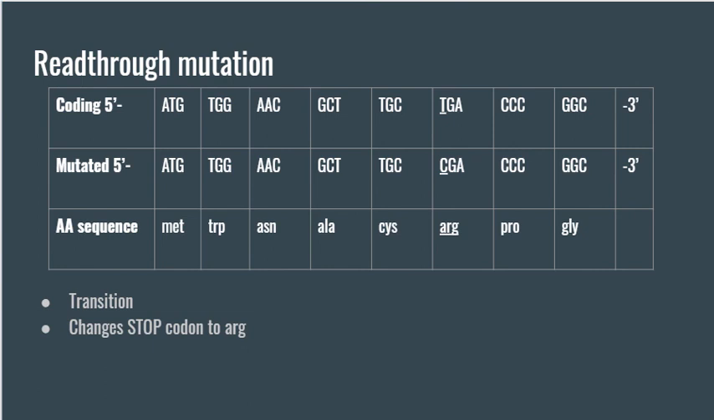The mutated DNA sequence has the thymine changed to a cytosine, so the codon is now CGA, which would code for the amino acid arginine instead of a stop codon. The ribosome will continue to create the amino acid chain and read through the sequence to the next codon, even though a stop codon belongs in this position. This is an example of a transition because the thymine is changed to a cytosine, and both of these bases are pyrimidines.